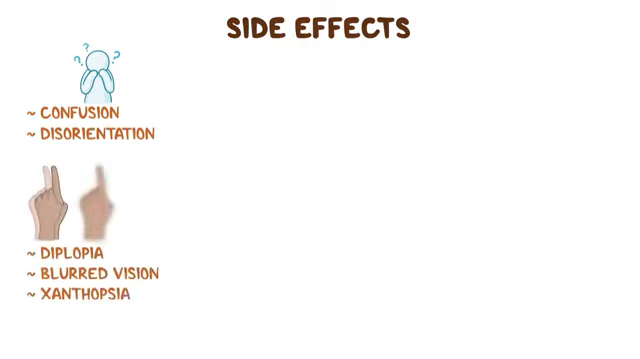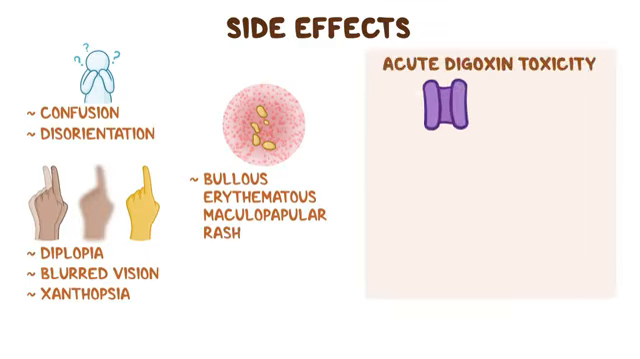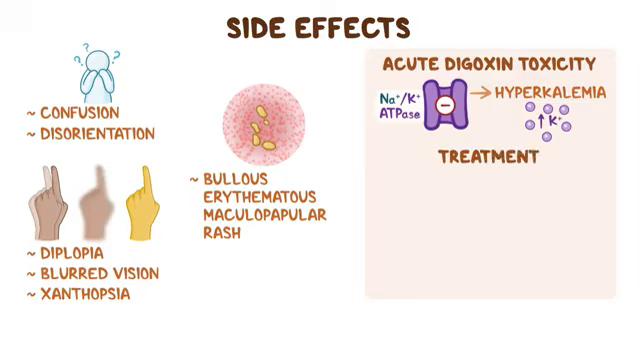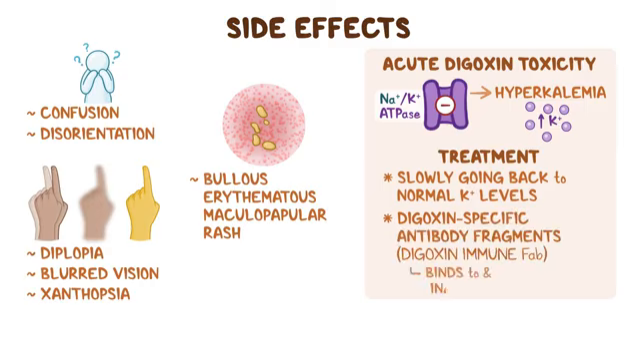Other side effects include neurologic symptoms such as confusion, disorientation, and visual disturbances like diplopia, blurred vision, or xanthopsia, which is when things appear yellow. Some clients may also develop a bullous, erythematous, maculopapular rash. Finally, in acute digoxin toxicity, too many sodium-potassium ATPases are inhibited at the same time, which can result dangerously in hyperkalemia. Treatment involves slowly going back to normal potassium levels, as well as administration of digoxin-specific antibody fragments or digoxin immune Fab, which binds to and inactivates digoxin.